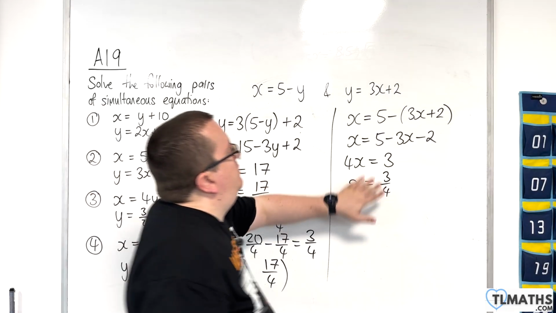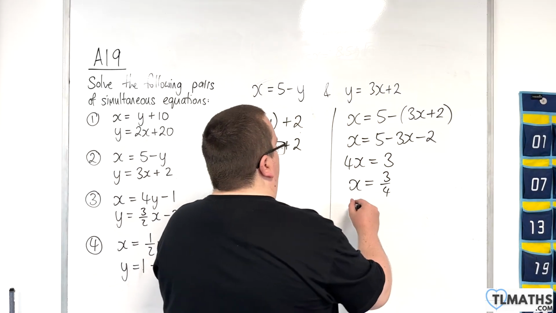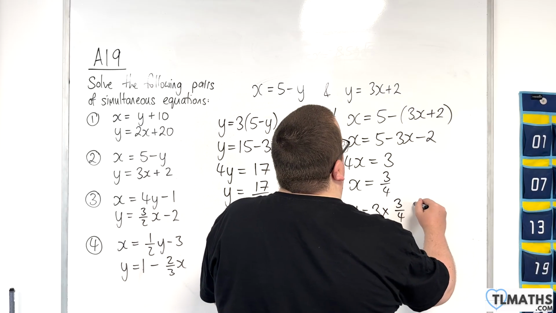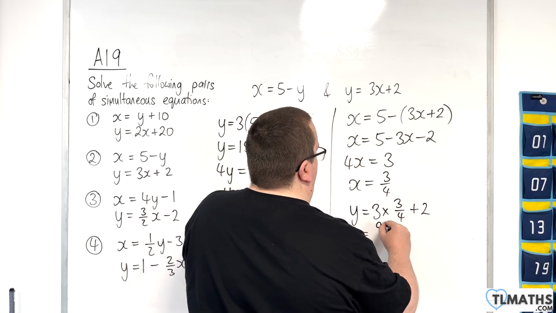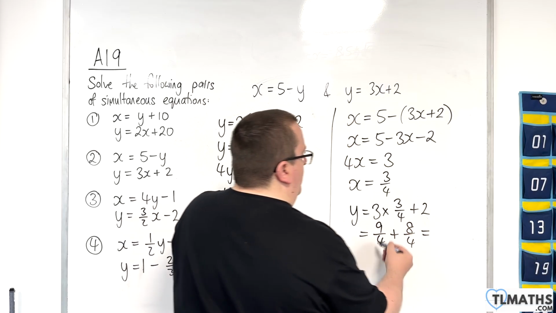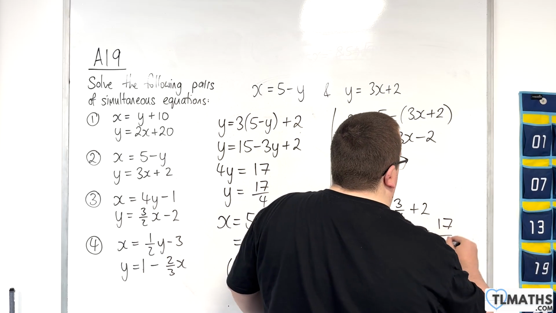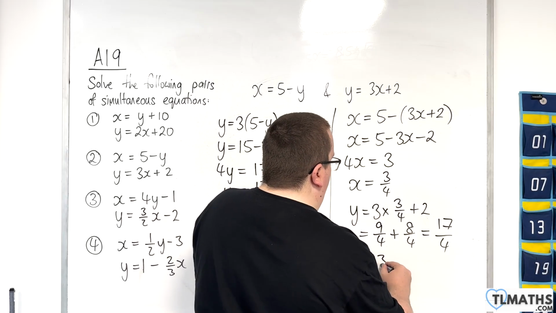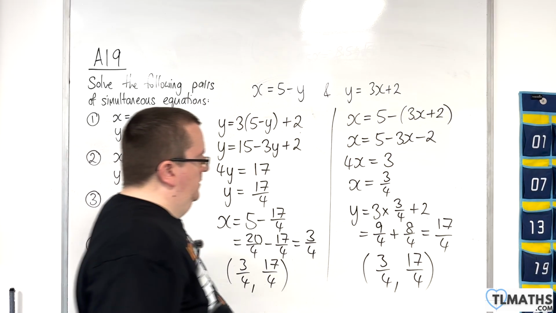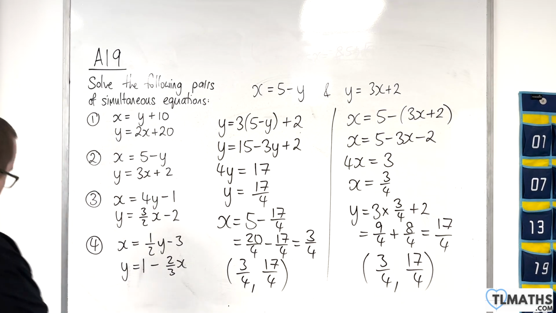Then we're going to substitute that into the second equation. So y is equal to 3 lots of 3/4 plus 2. So that's 9/4, and 2 is 8/4. So 9/4 plus 8/4 is 17/4. So the x coordinate is 3/4 and the y coordinate is 17/4. So that's number 2.